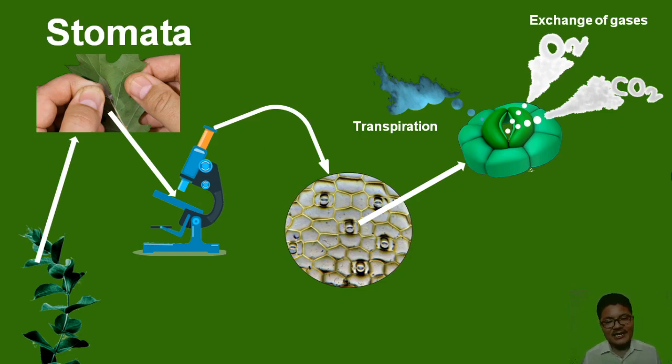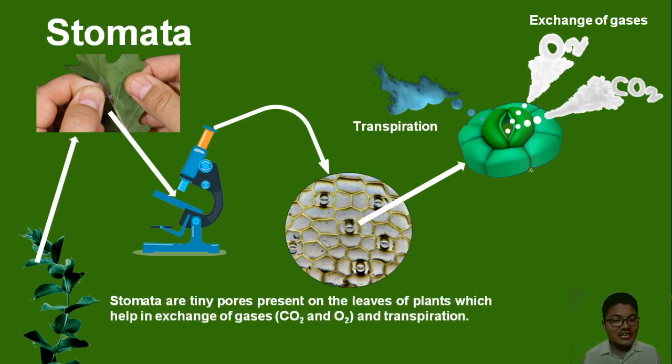With this illustration, you are able to understand that stomata are tiny pores present on the surfaces of the leaves of the plant, which are essential for exchange of gases like carbon dioxide and oxygen, and they play an important role in transpiration.